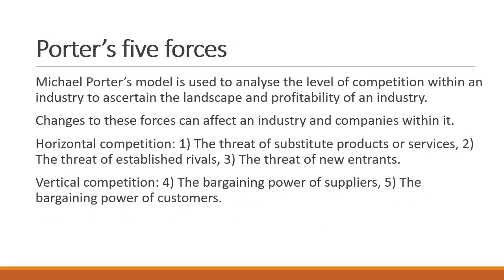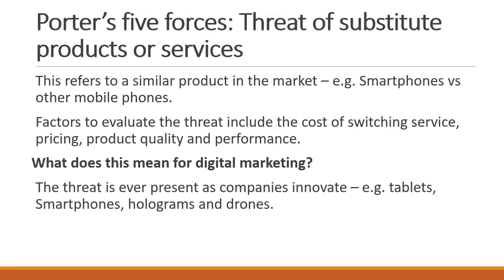The next thing the book talks about is Porter's 5 forces. Michael Porter's model looks at competition. Everyone in class had heard these before in a previous class, so we're going to go through each one of these one at a time. So the first is threat of substitute products or services. This means there is a similar product in the market.